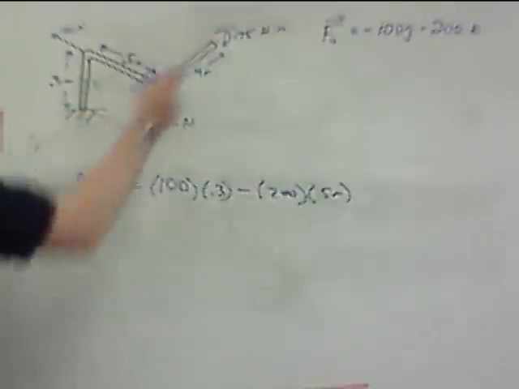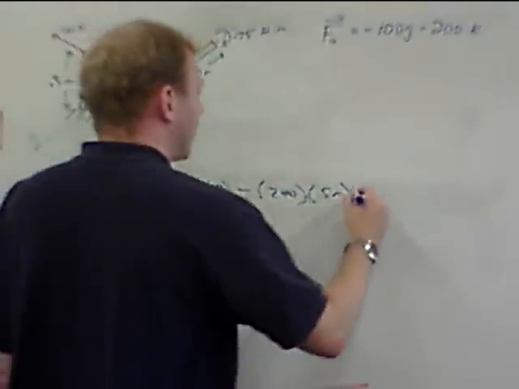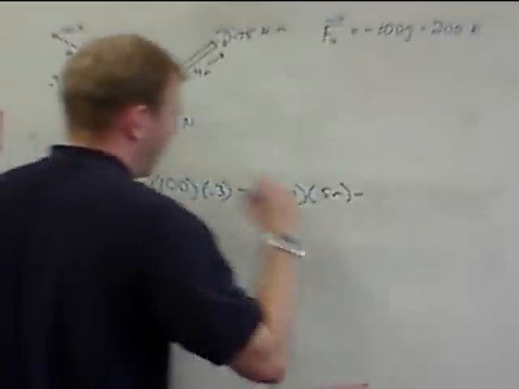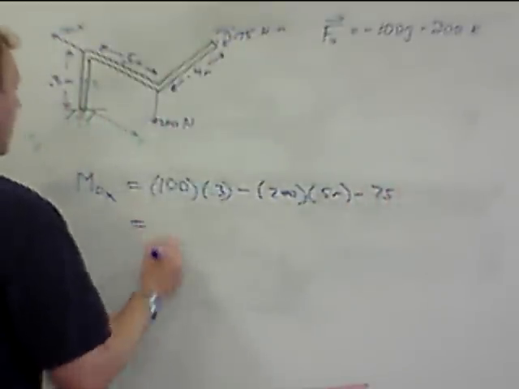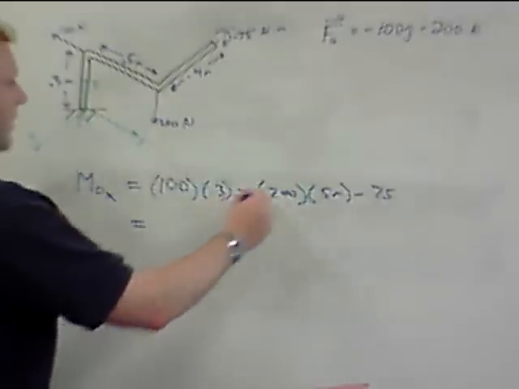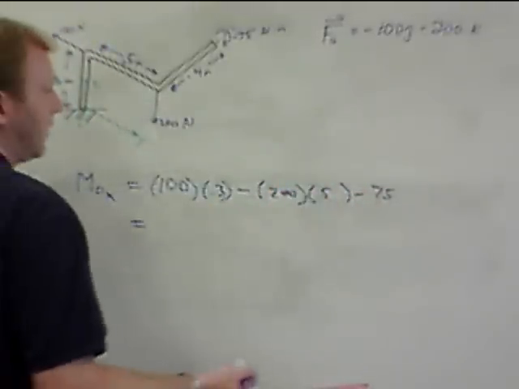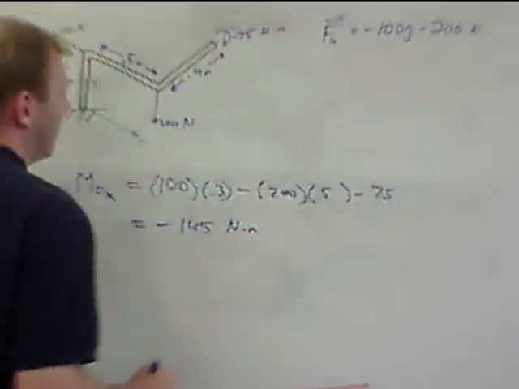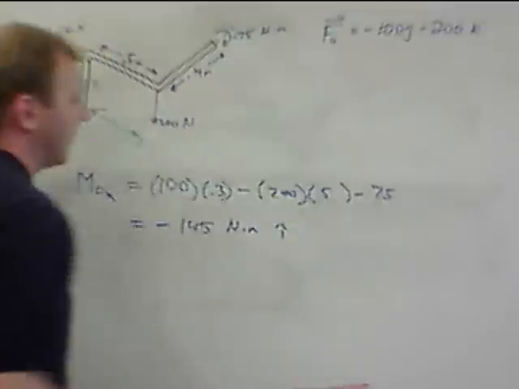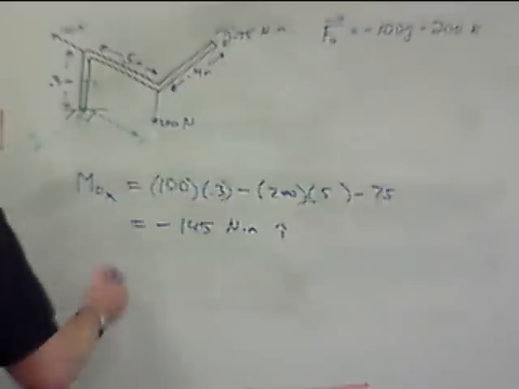Now we also have this applied moment here, negative 75 Newton meters. The negative sign's already there for the clockwise arrow, so we'll put a minus 75 there. So we have 30 minus 100 minus 75, so that's minus 145 Newton meters about the x-axis. We will get 3 components for our moment because we are in a 3-dimensional problem.